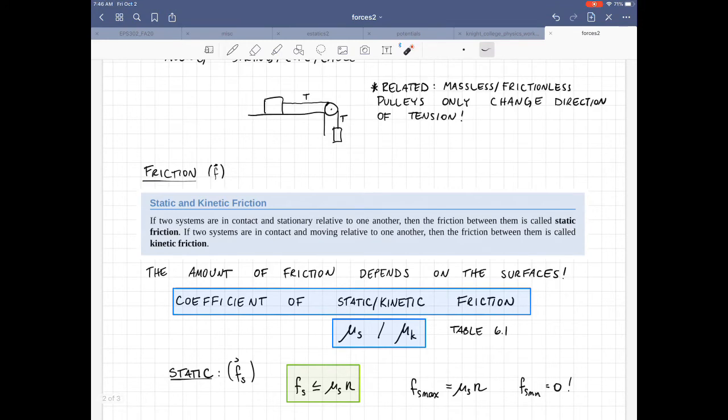All right, so we're also going to deal a lot with friction. Friction comes in a few forms or versions. We've got static and kinetic friction. I've got the little text box here from the book. If two surfaces are stationary relative to each other, then we get static friction. And if two systems that are in contact are in relative motion, then it's kinetic friction. So basically, two surfaces at rest relative to each other, static friction. Two surfaces in motion relative to each other, kinetic friction.